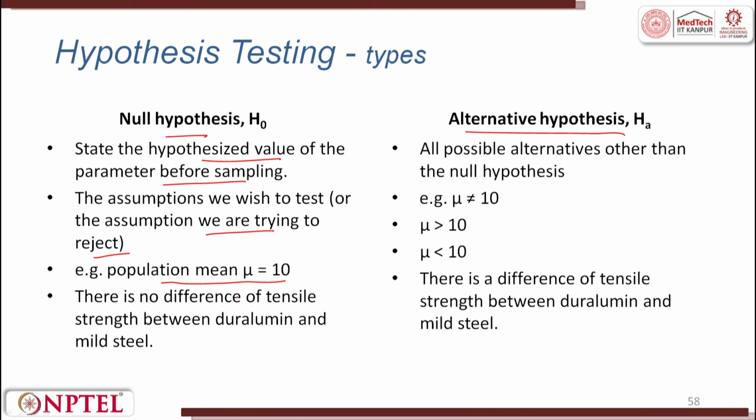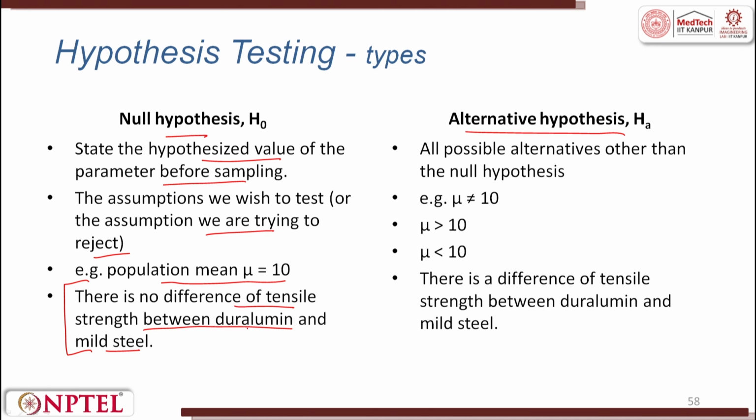Hypothesis testing is a statistical method used to take decisions about a data set without having to examine every element in the data set. That is, we try to pick a sample and we try to measure the sample behavior and we try to reflect that upon the overall population. Here it is saying population mean is 10. There is no difference of tensile strength between duralumin and mild steel. This is how null hypothesis is stated.